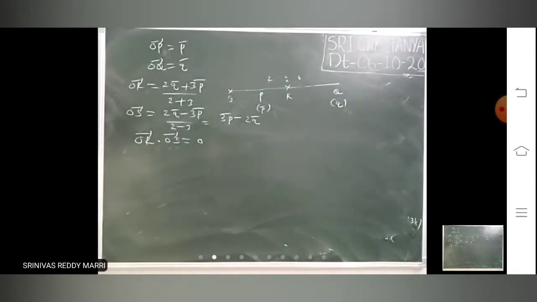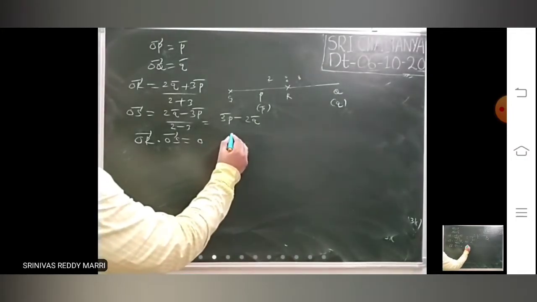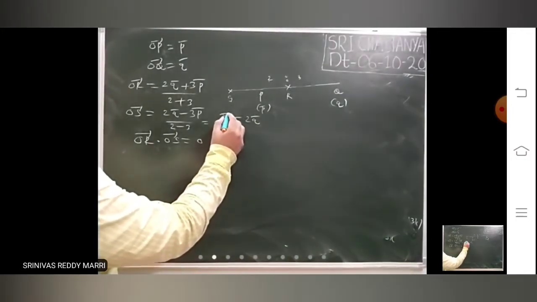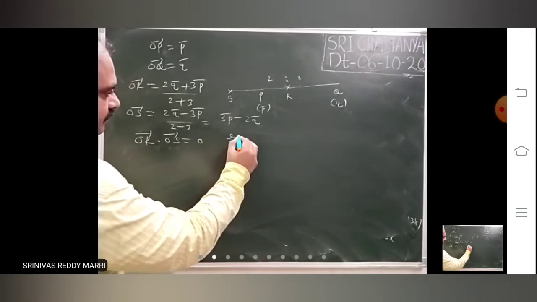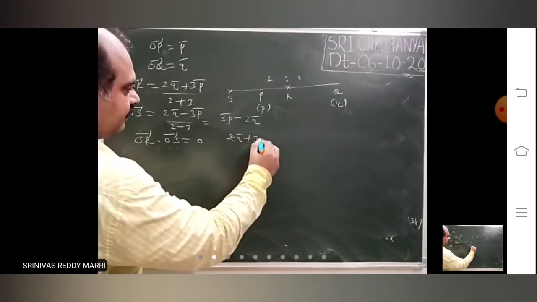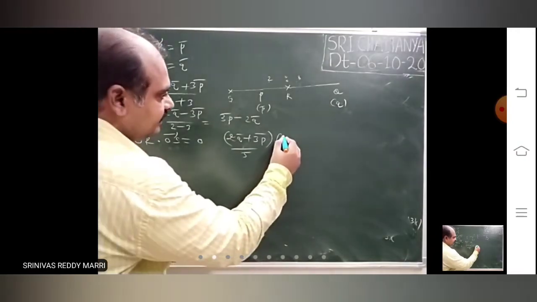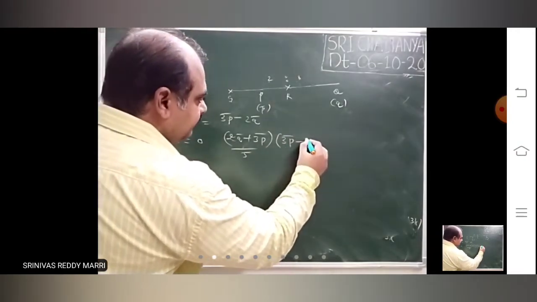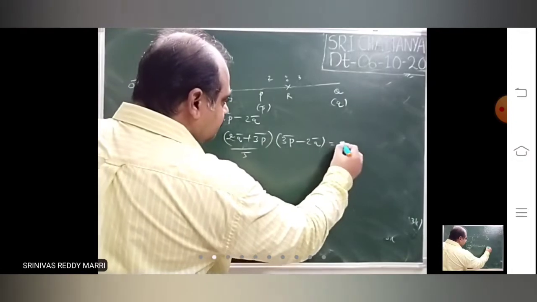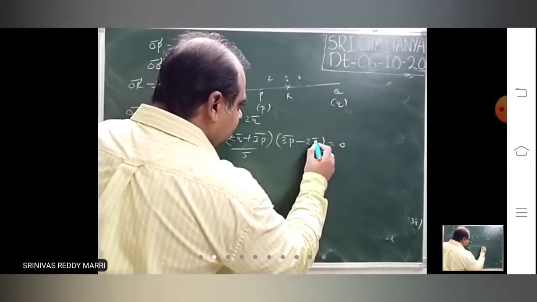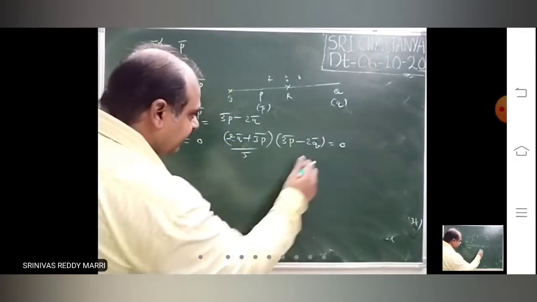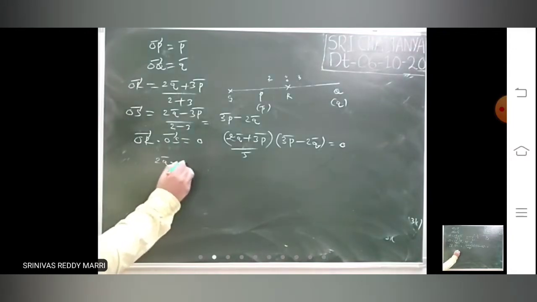Dot product is what? 0. That means I am writing the dot product: (2Q bar plus 3P bar) divided by 5 dot (3P bar minus 2Q bar) equal to 0. Dot product is 0. This 5 goes that side.